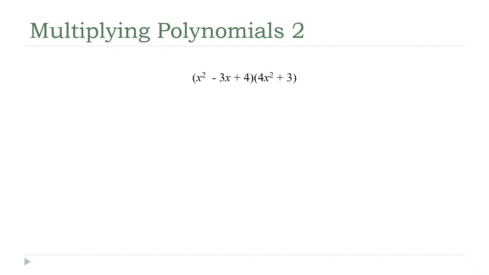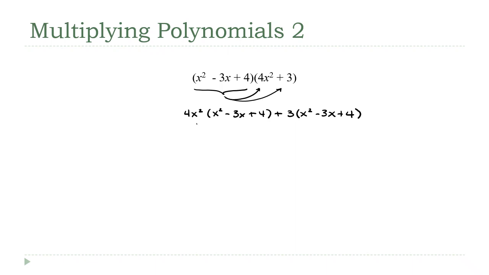Okay, so we've got another example here for us to look at. This one is a little bigger. There's a little more going on. We've got a binomial times a trinomial. But the process is the same. I'm going to take this big expression here, and I'm going to distribute it to the 2 things inside the second parentheses. So I'll get 4x squared times x squared minus 3x plus 4 plus 3 times x squared minus 3x plus 4. And now, just like on the last example, I have to do this 2 more times.